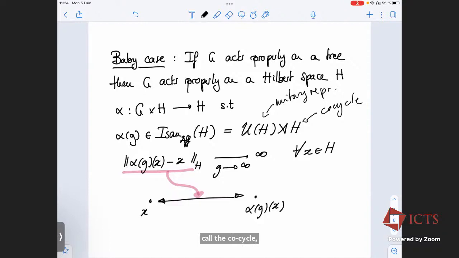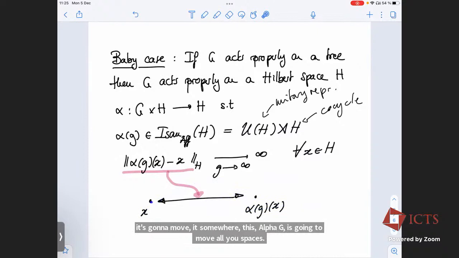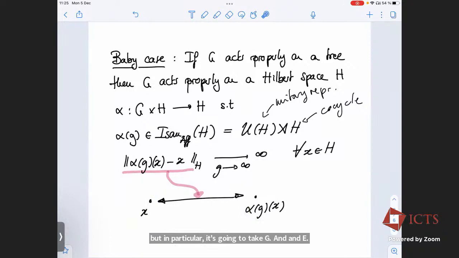Basically, your action is going to take G and move it somewhere. This alpha G is going to move all your space somewhere. But in particular, it's going to take G and x and map it to alpha G x. And the fact that it's proper means that, so x is in your Hilbert space, you're going to compute the norm of the difference. And this norm of this difference needs to go to infinity when G goes to infinity.